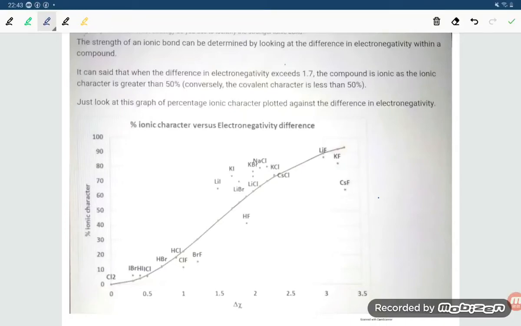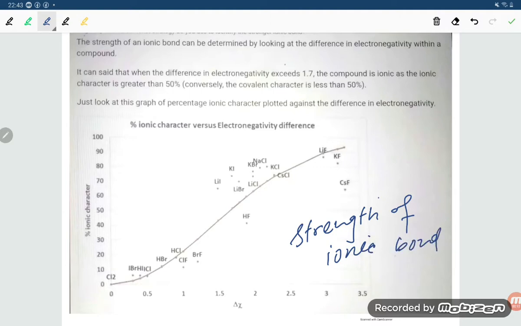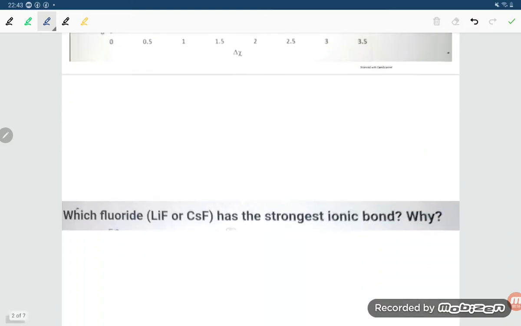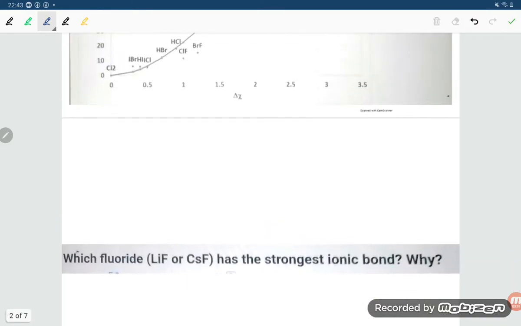Hello, good evening students. Let us try to understand the strength of ionic bond. This is asked by my student, right? So what is an ionic bond? It is formed by transfer of electron. Ionic bond is formed by complete transfer of electron, right?